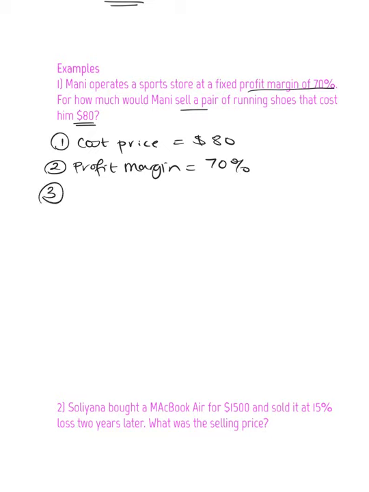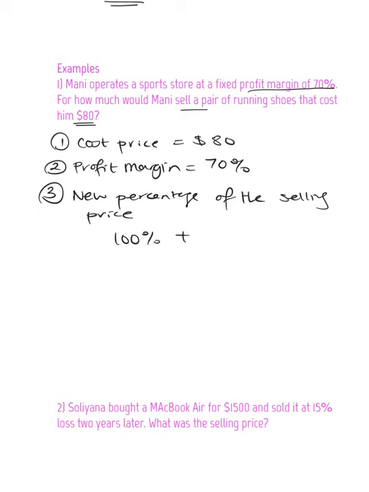Next, we need to find the new percentage of the selling price, and this should include the profit margin. So this is going to be 100% of the cost price plus 70% of the profit margin. So that's a total of 170%.